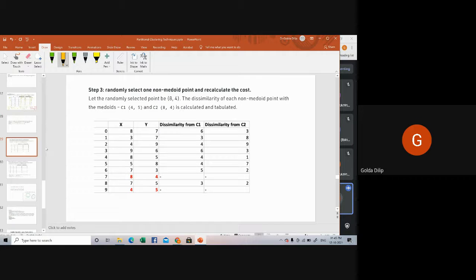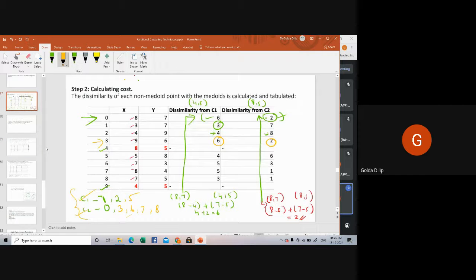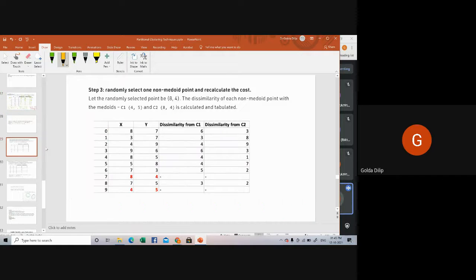Now coming to the third step. What you do is you initially computed the cost. You found out the dissimilarity of the non-medoid points with respect to the medoids. Then now you randomly select one non-medoid point and recalculate the cost. Previously our medoids were (8, 5) and (4, 5). So (4, 5) you are retaining as such, and in the second round, you are having a new medoid, (8, 4). This was the first one, wherein we calculated the cost as 20.